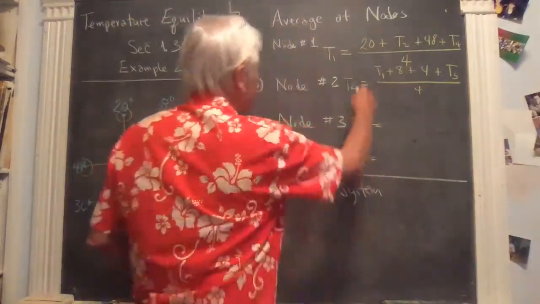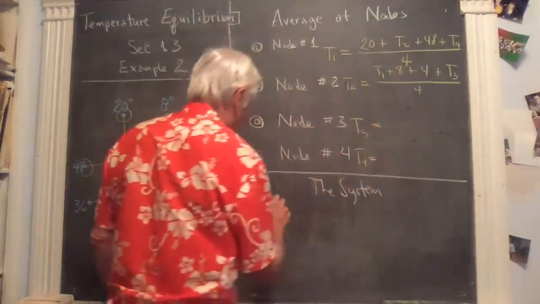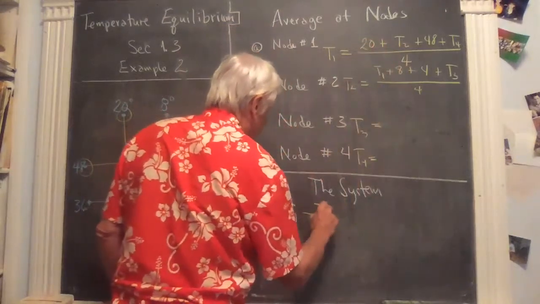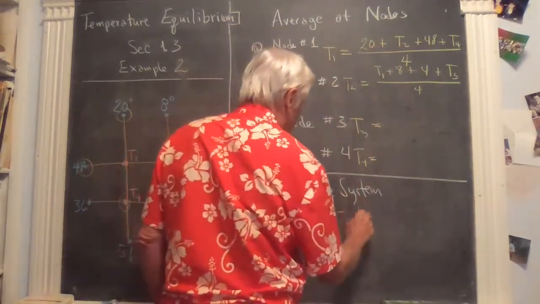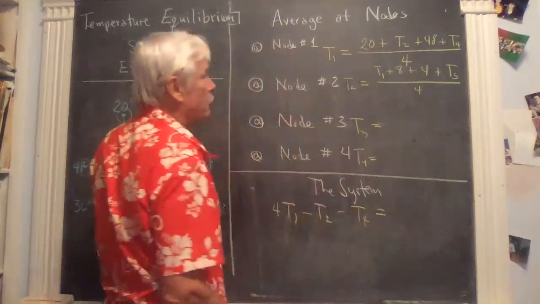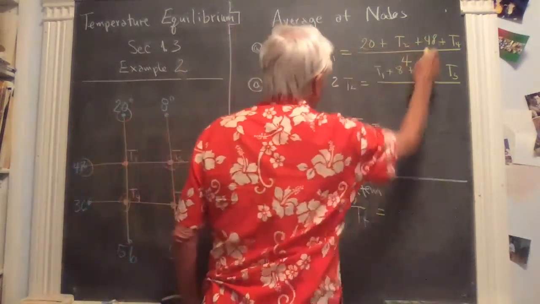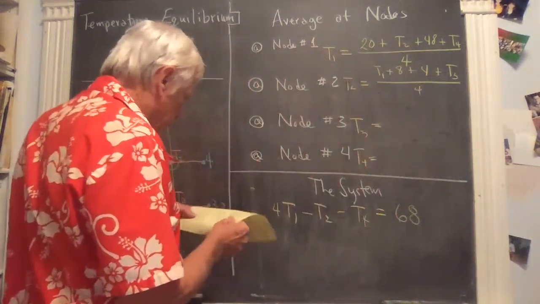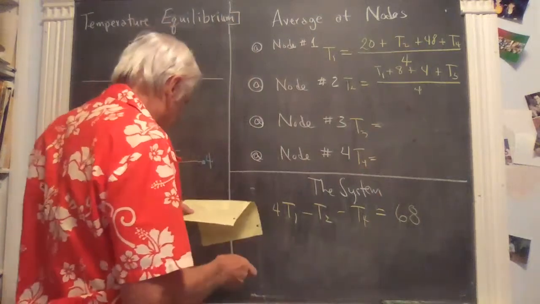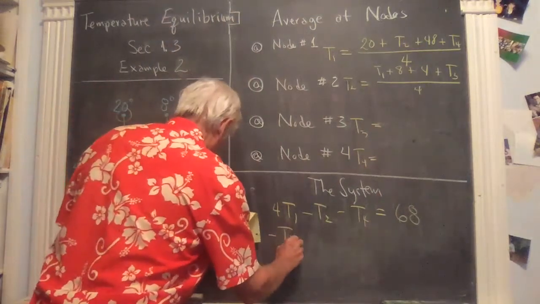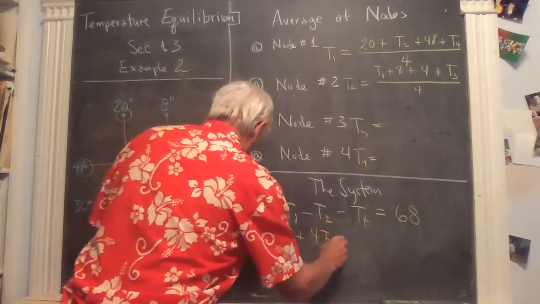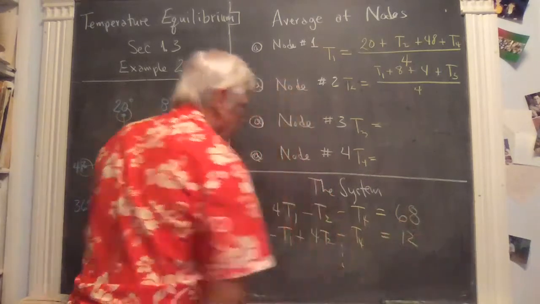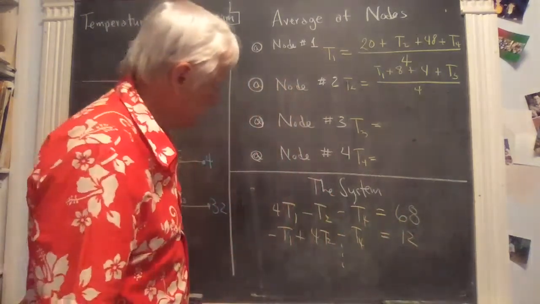Once you get those, then we'll simplify this. So multiply both sides by 4. So the first equation will be 4T1, bring the T2 to the other side, minus T2. There aren't any T3s, but there is a minus T4. And that will be equal to 20 and 48, 68. So this will be the first of your equations. The second one will be minus T1 plus 4T2 minus T4 equals 12. And you'll get 2 other equations like this.